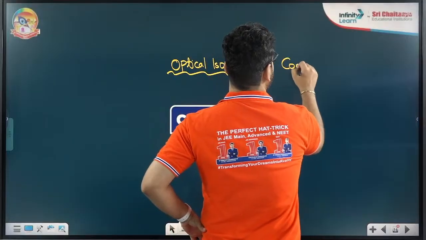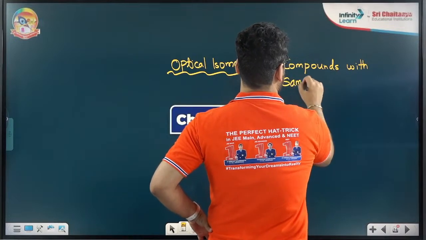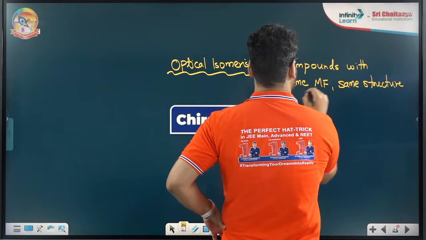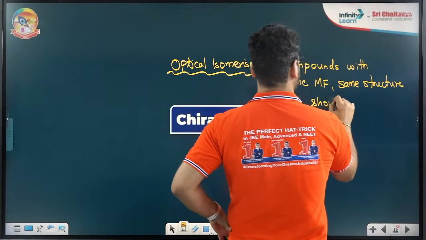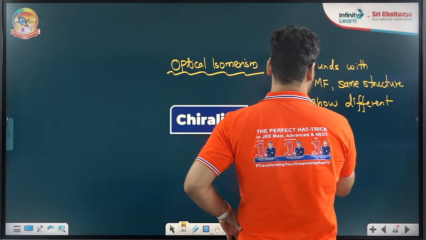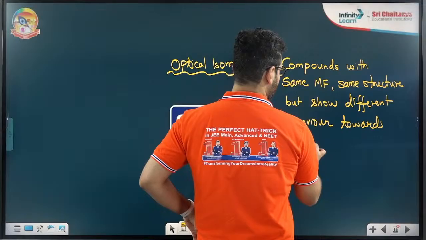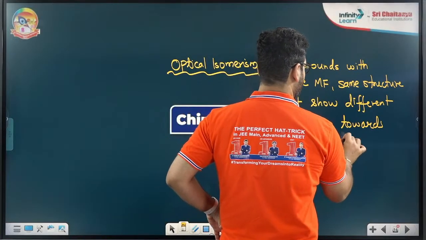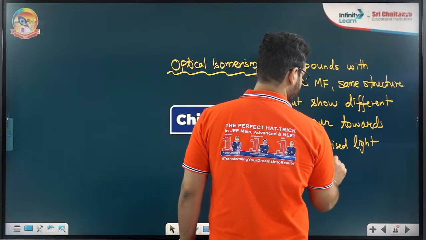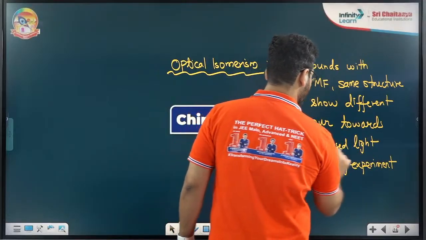So what are optical isomers? Compounds, write down, compounds with same molecular formula, same structure, but show different behavior towards plane polarized light in polarimetry experiment.